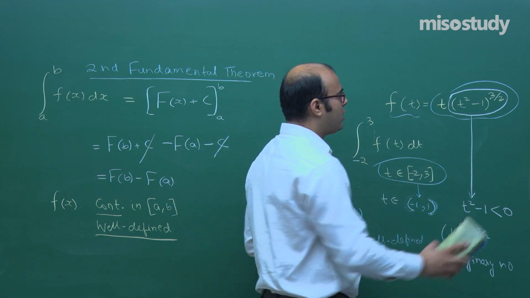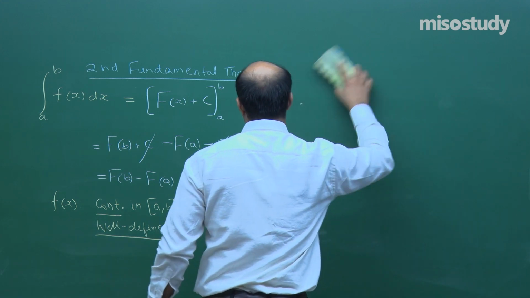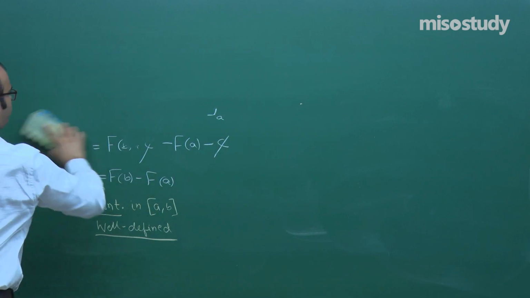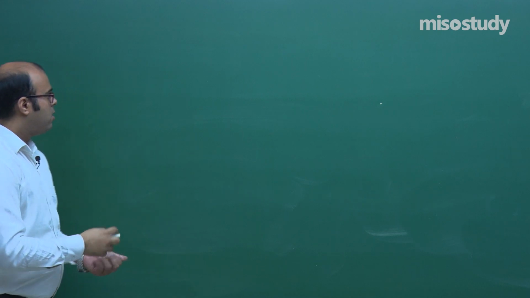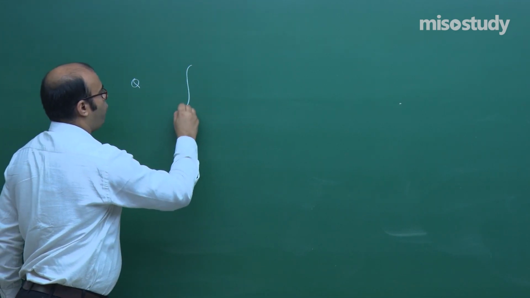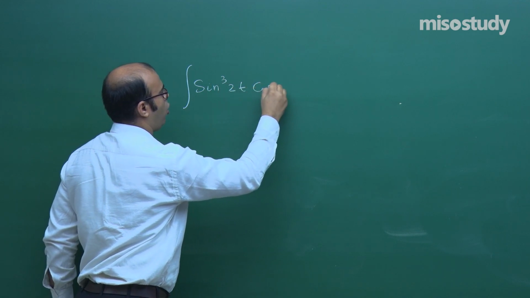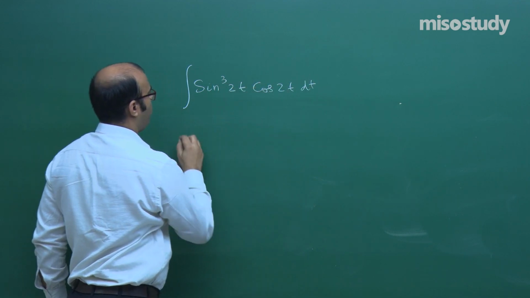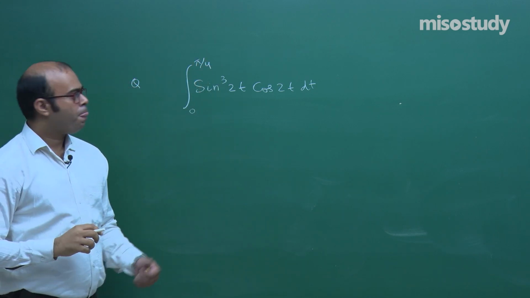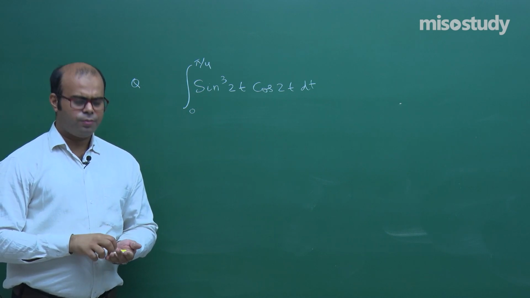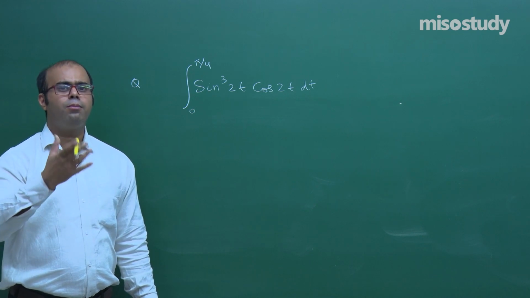Now let us take a few examples where we can understand how to apply the second fundamental theorem. So the first question, let us suppose, is the integral of sin³(2t) cos(2t) from 0 to π/4. We have to find the value of this. How can we proceed here? So there are again two ways. I will tell both the ways to you.